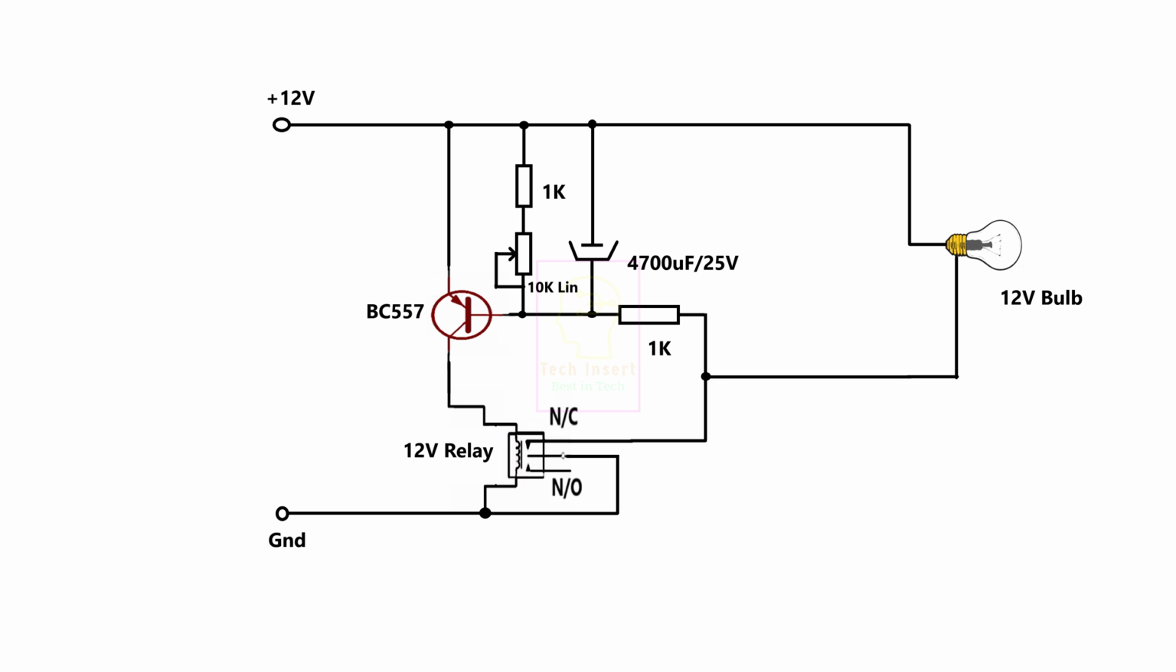But the transistor will continue its on state using the negative charge from the capacitor. This discharging can be controlled using the potentiometer. When the capacitor discharges completely, the transistor becomes off and thus the relay will also become off. And now the transistor becomes again on and this cycle continues.